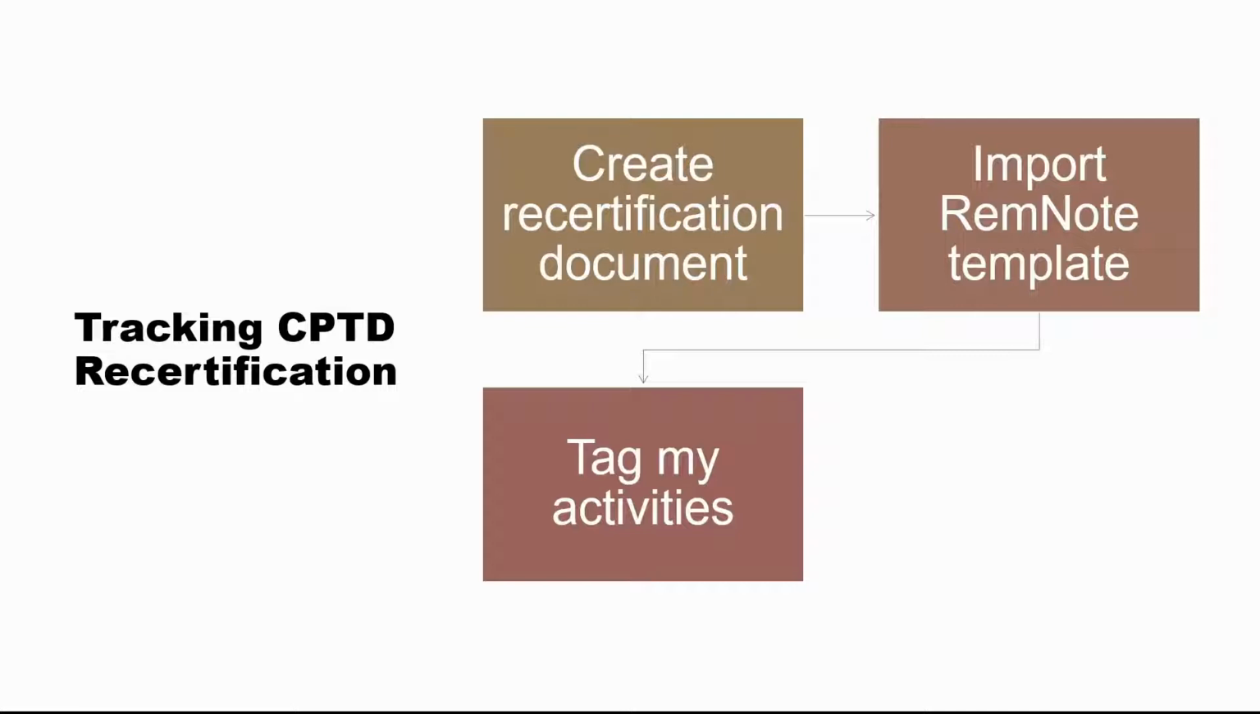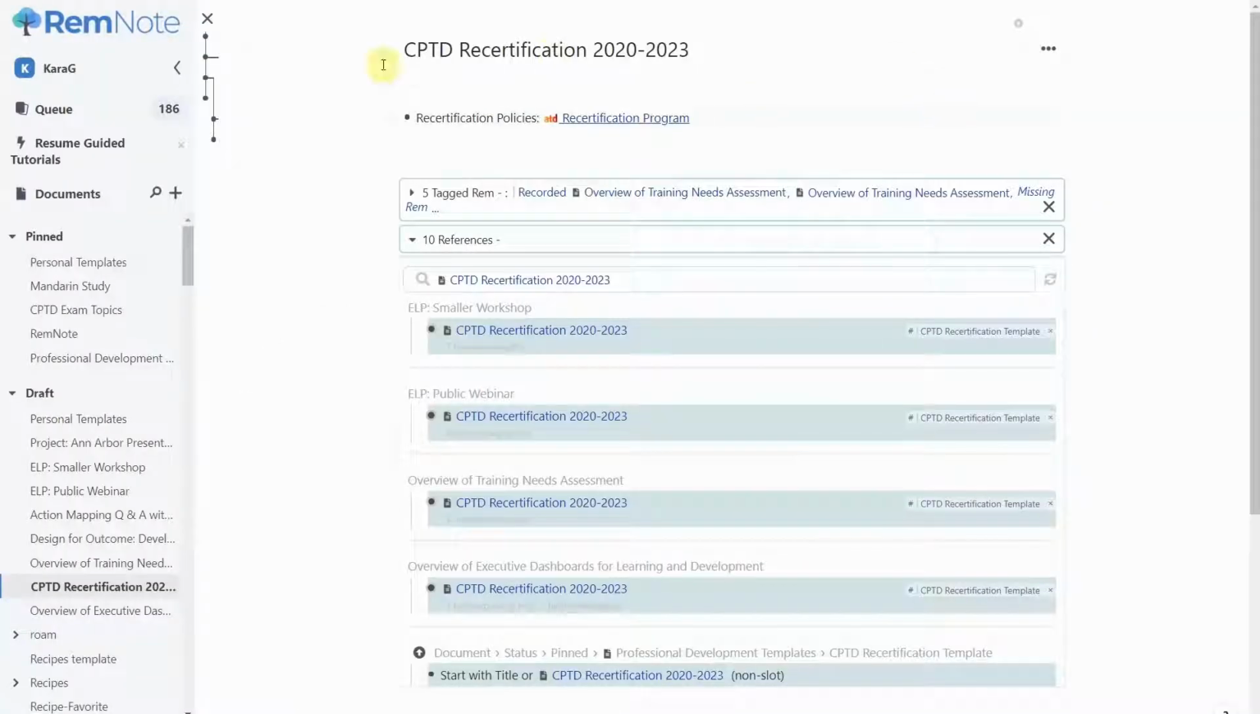Let's look at those. The recertification document, I just went to Documents and New Document and called it this. So it's for 20 to 23 for me. This is the title of the document, and then I can also use that name as a tag.